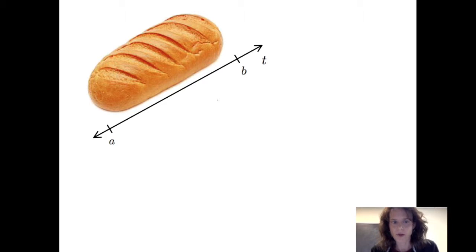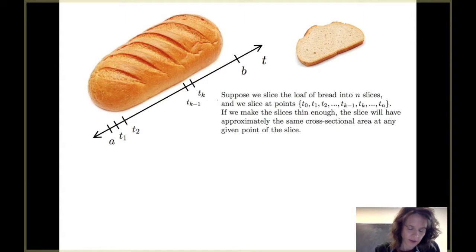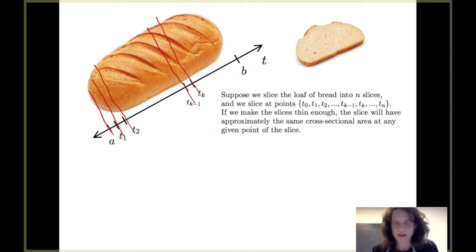So to do that, we're first going to put an axis alongside the loaf of bread, and we're going to identify where we're going to make the slices. So suppose we slice the loaf of bread into n slices, and we're going to slice at points t sub 0, t sub 1, t sub 2, up through t sub k minus 1, t sub k, and t sub n. So here's where I have my cutting points. I don't need to make a cut right at the very end, but maybe then at t sub 1 and t sub 2, up through t sub k minus 1 and t sub k until I get n slices of bread.